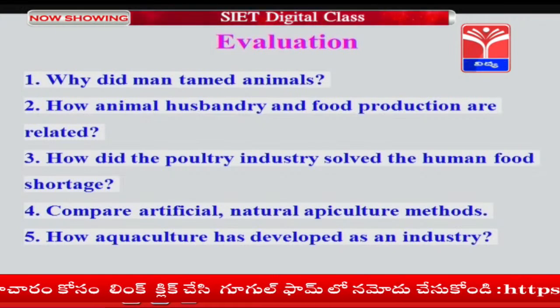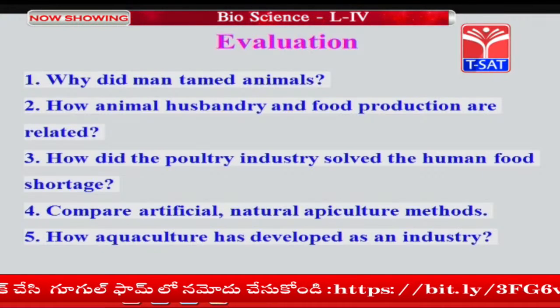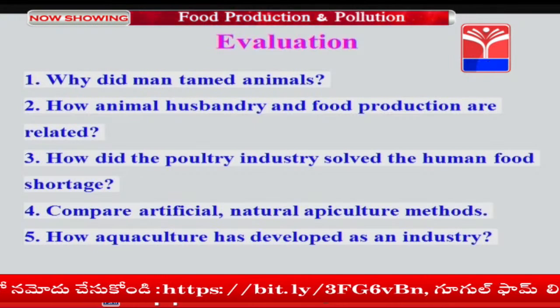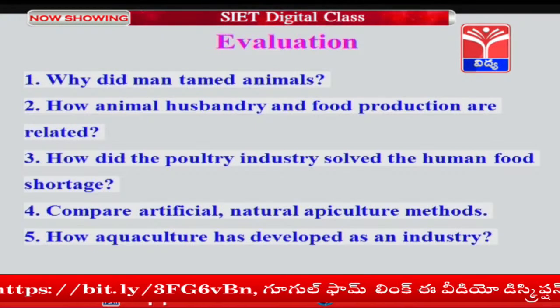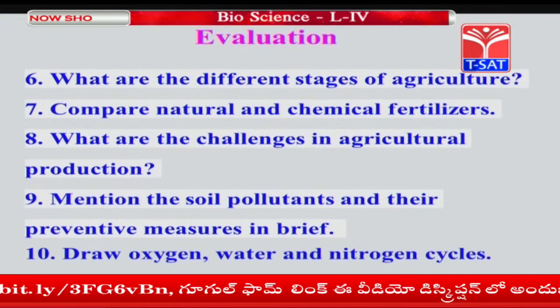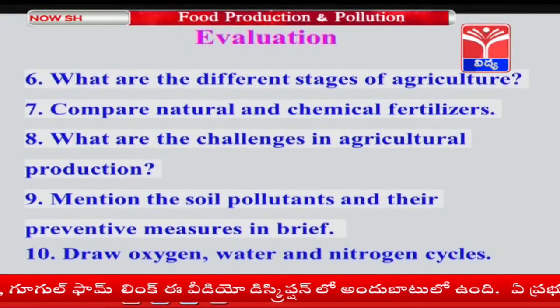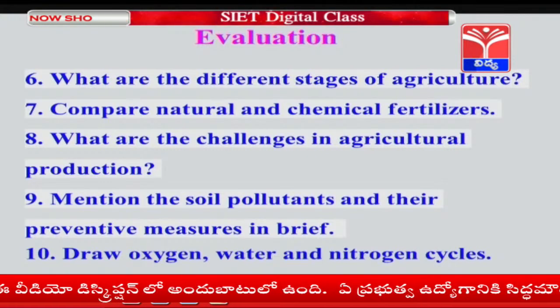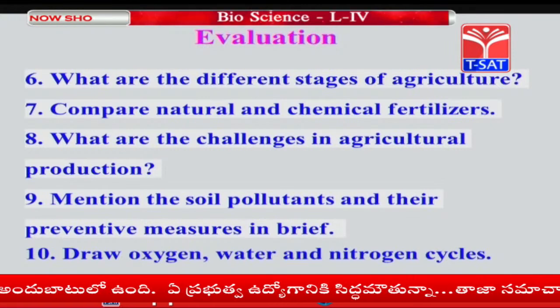Why did man tame animals? How are animal husbandry and food production related? How did the poultry industry solve the human food shortage? Compare artificial and natural apiculture methods. How has aquaculture developed as an industry? What are the different stages of agriculture? Compare natural and chemical fertilizers. What are the challenges in agricultural production? Mention the soil pollutants and their preventive measures in brief. Draw the oxygen, water and nitrogen cycle.